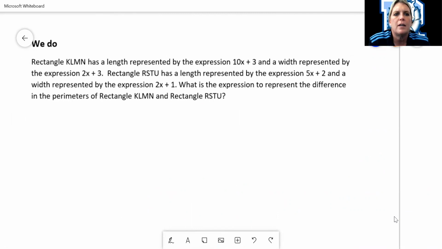The rectangle KLMN has a length represented by the expression 10x plus 3 and a width represented by the expression 2x plus 3. Rectangle RSTU has a length represented by the expression 5x plus 2 and a width represented by the expression 2x plus 1. What is the expression to represent the difference in perimeters of rectangle KLMN and RSTU? So try and draw the picture first. If you're really stuck and confused, try and draw the picture like I did first. You can pause the video, do that, and come back and see if you did that right.